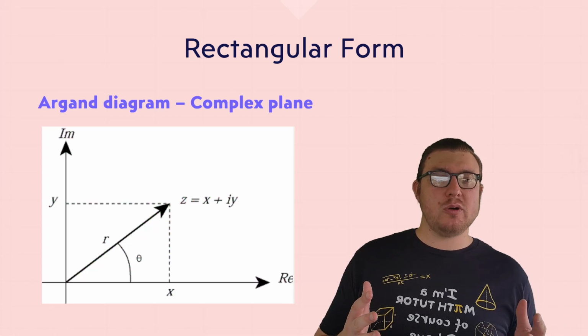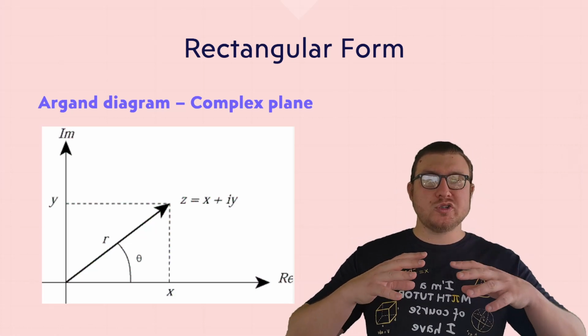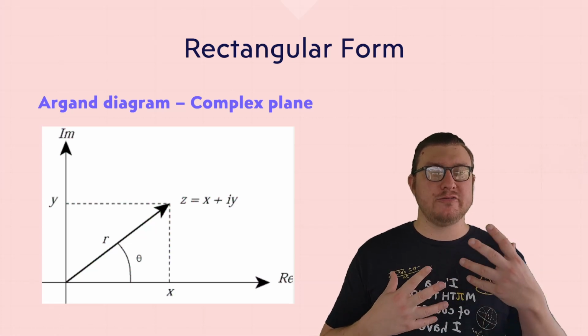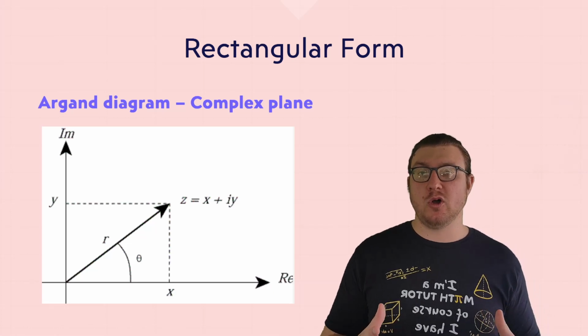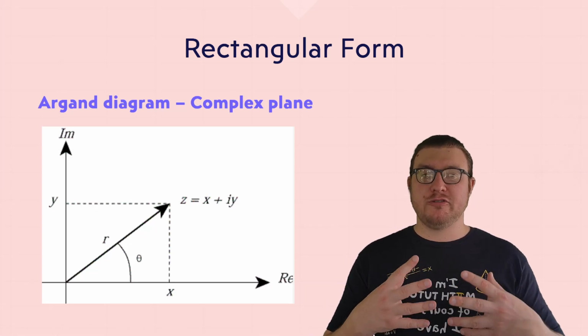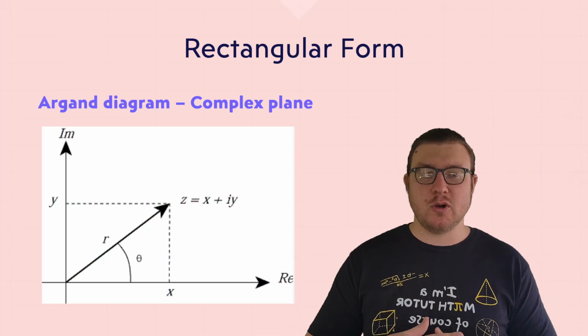Now, you should know that in rectangular form, we want to present our complex numbers in a way that we can visualize. We want to be able to see what we're looking at. We're a very visual species. So let's have a look.